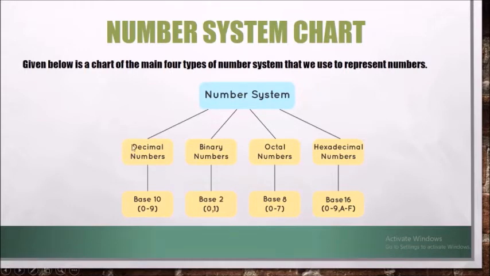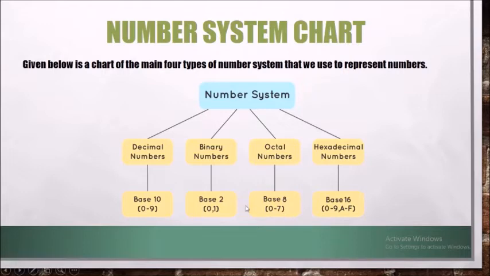But then, we are only using decimal numbers. Decimal numbers are base 10, binary numbers base 2, octal numbers base 8, and hexadecimal numbers base 16. In decimal numbers, the counting process will start from 0 and end at 9. For binary, only 2 digits are involved, 0 and 1. For octal numbers, we have 0 to 7.